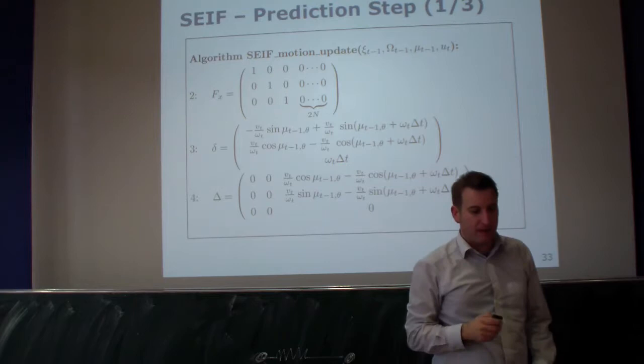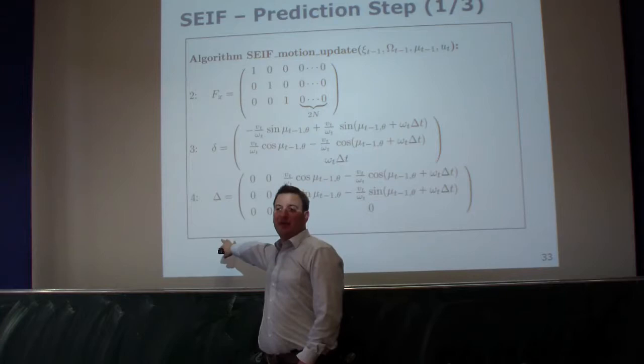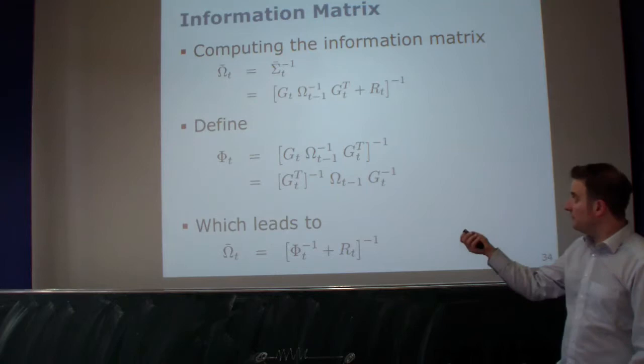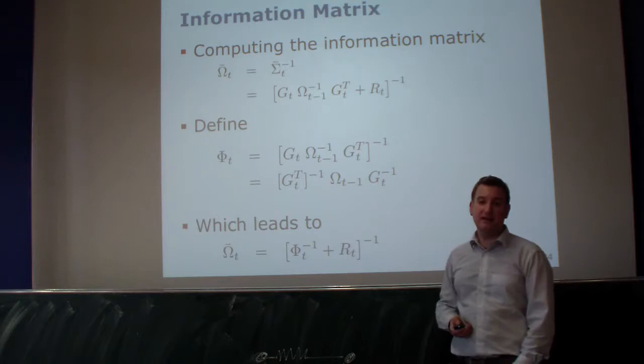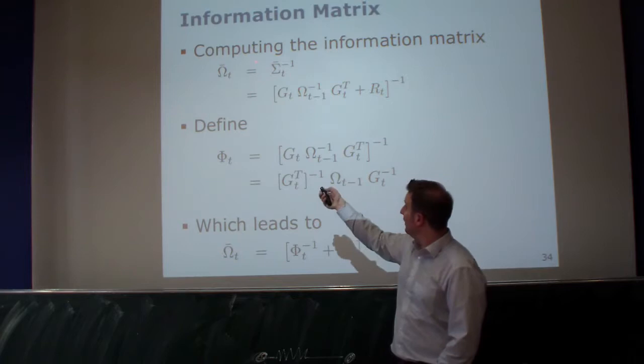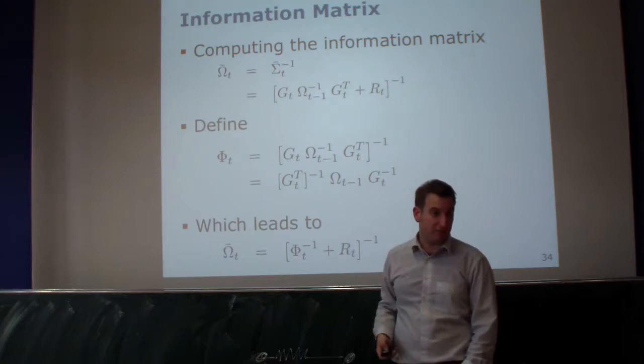Okay, so the next thing we need to do is compute the last line here, the update of the information matrix. How is this done? I said the information matrix is the inverse of the covariance matrix. So I can put in the formula which I had from the EKF into the covariance matrix. So I end up with this term over here. Is it clear how we reach that point?